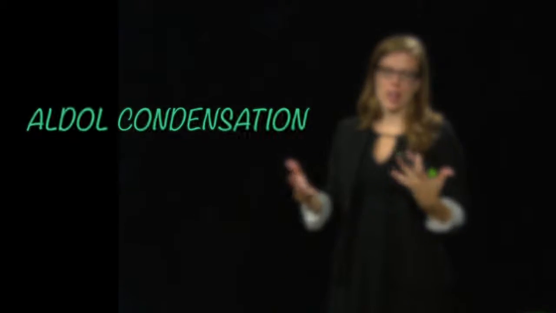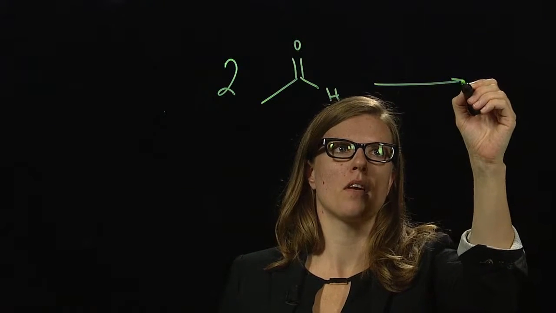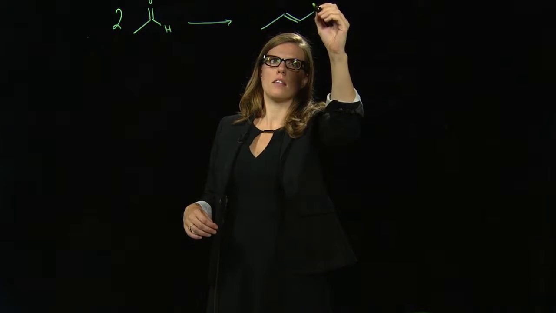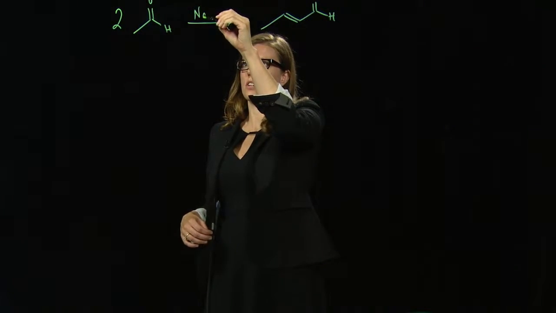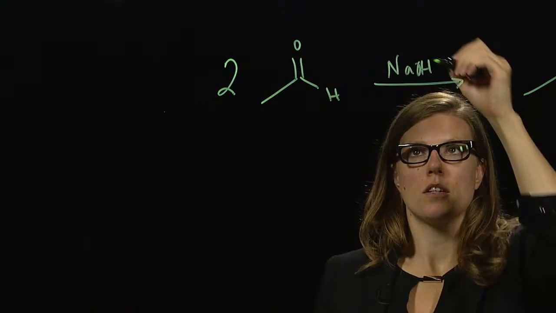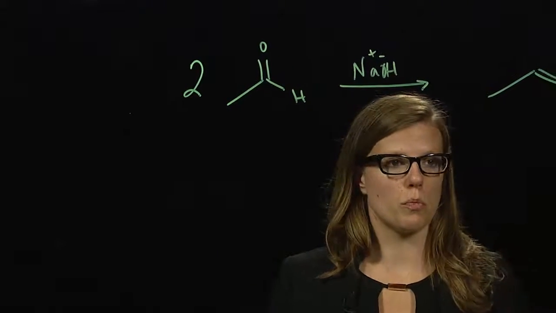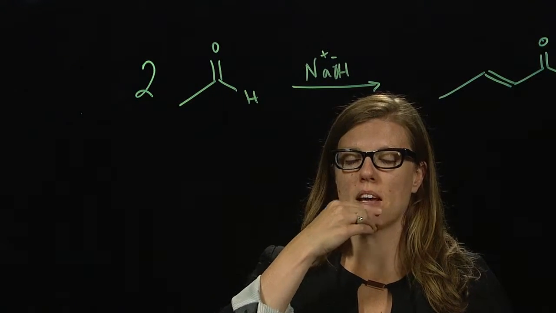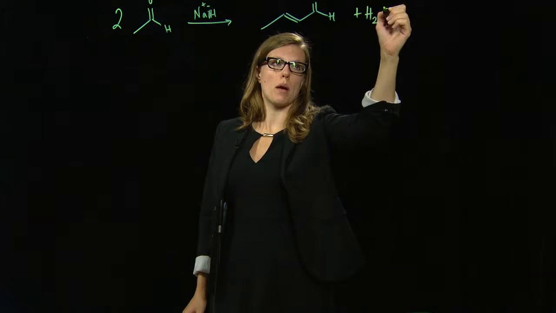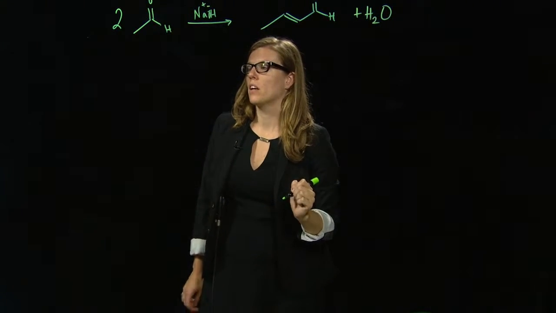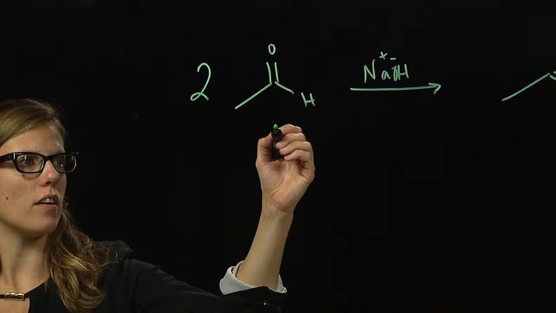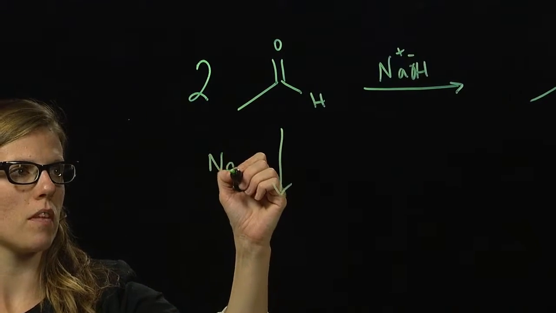So now we're going to talk about the aldol condensation, which is the reaction of two equivalents of an aldehyde, in this case acetaldehyde, which go to give an alpha-beta unsaturated aldehyde. We're doing this under basic conditions such as sodium hydroxide. So sodium hydroxide is soluble. We have a sodium cation and a hydroxide counterion, and the byproduct that we give off is an equivalent of water.